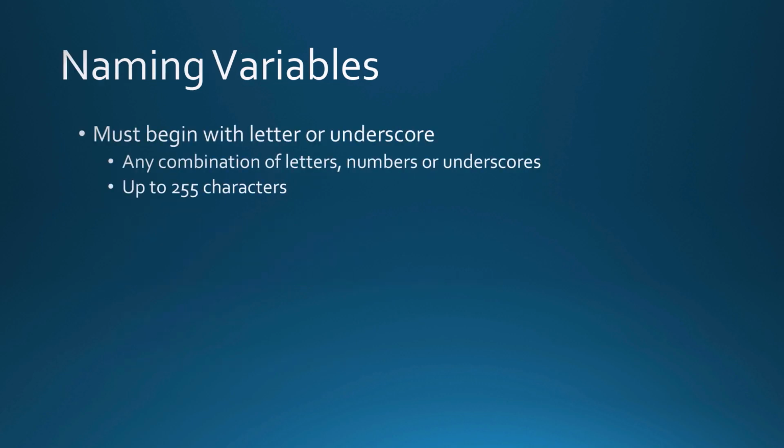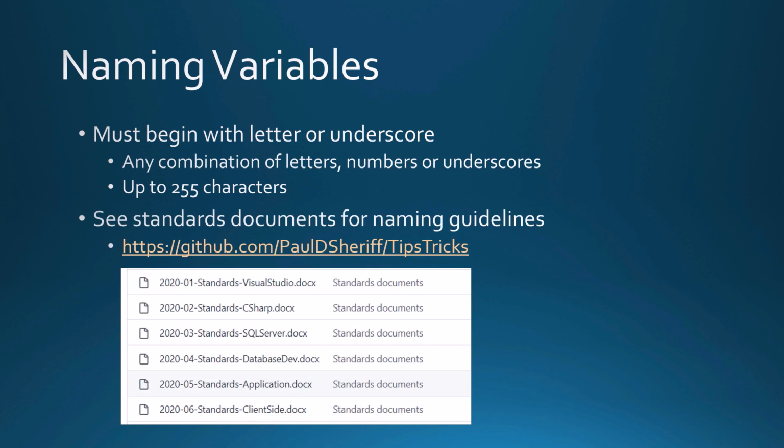Now, when you name a variable in C#, you must begin with a letter or an underscore. After that, you can have any combination of letters, numbers, or underscores, up to 255 characters. Now, I do have some standards documents that I've created for naming variables, methods, all sorts of things. You can find them on my GitHub. So if you go to github.com/pauldsheriff/tips/tricks and scroll down, you will find my standards documents.